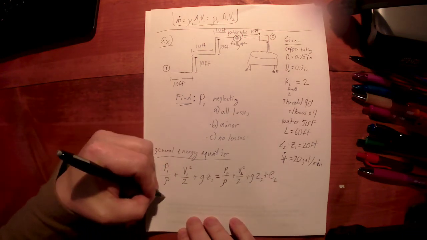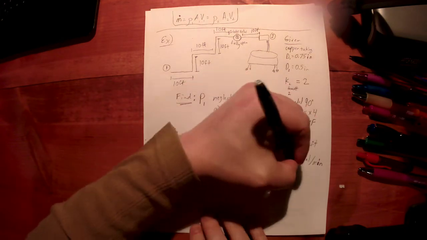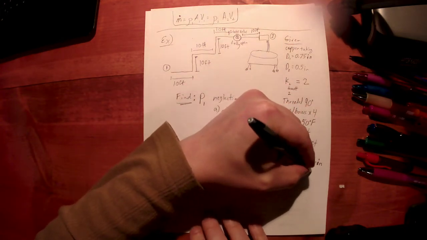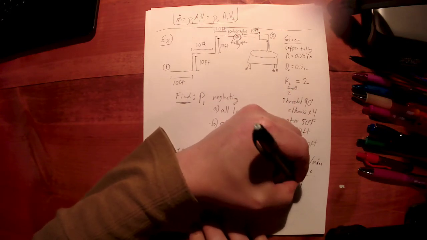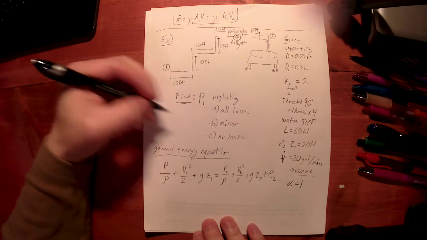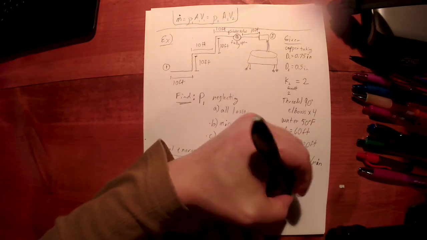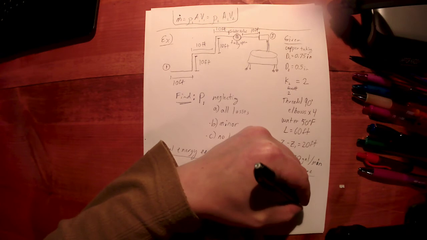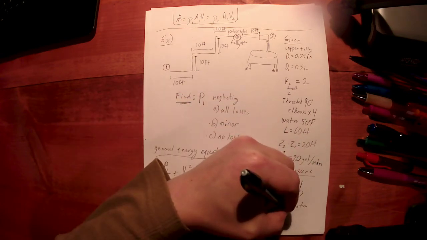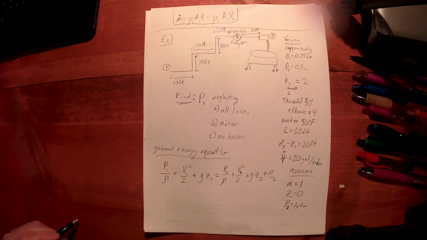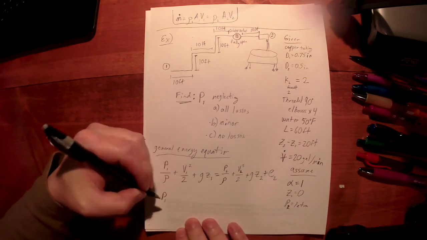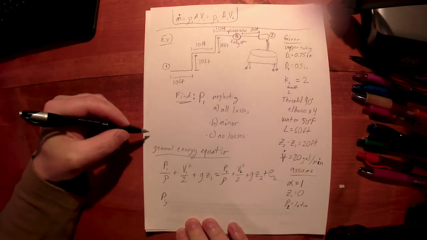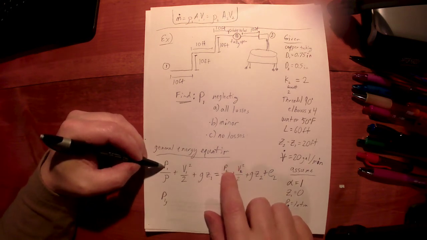So really what we want to find is, and the other thing, we're already making some assumptions here. So let's make some assumptions. We're going to assume that alpha, the kinetic energy correction factor, is 1. Let's just say Z1 is equal to 0 and P2 is equal to 1 atmosphere. Okay, so making all these assumptions, what we can do is just find P1 gauge, right? P1 gauge being P1 minus P2.